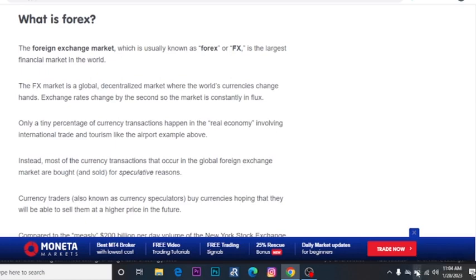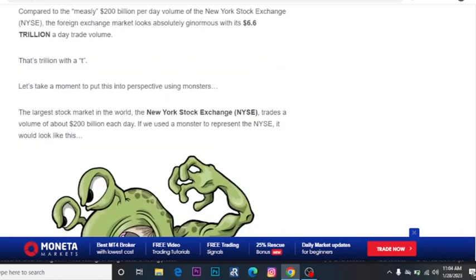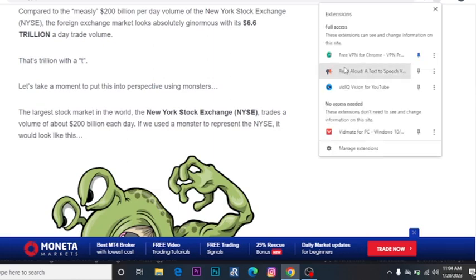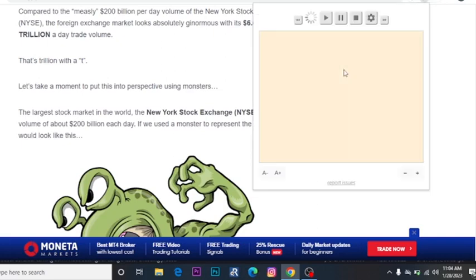Compared to the measly $200 billion per day volume of the New York Stock Exchange, NYSE, the foreign exchange market looks absolutely ginormous with its 6.6 trillion. That's trillion with a T. Let's take a moment to put this into perspective using monsters.